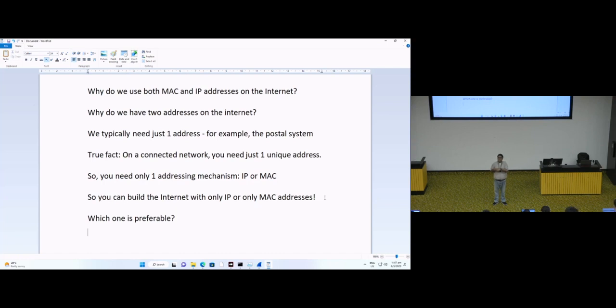Anyone want to give an alternate reasoning or choice? Why? It's very inefficient lookup. That's what Bonita said. Why? Yeah, exactly. So what Bonita is talking about is searching. When you want to do routing and so on, you just search through your routing tables.